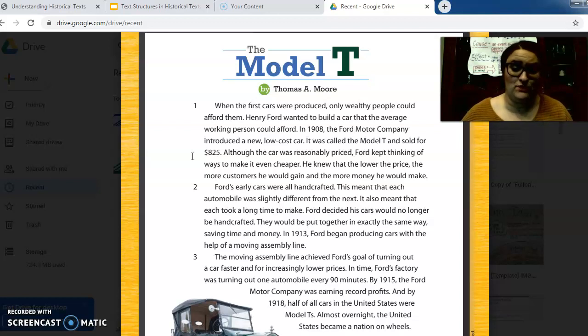Ford's early cars were all handcrafted. This meant that each automobile was slightly different from the next. It also meant that each took a long time to make.